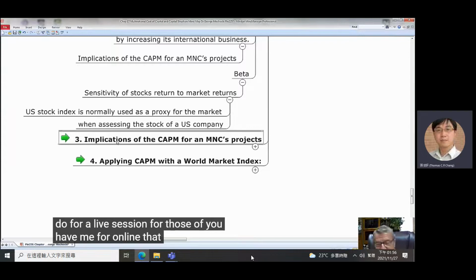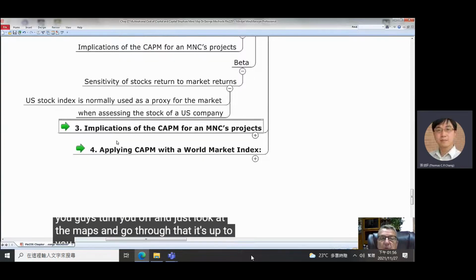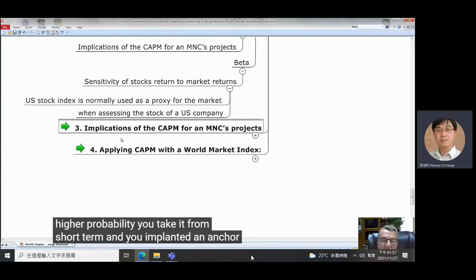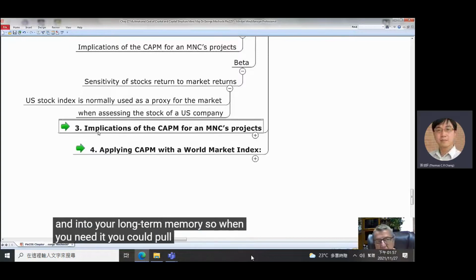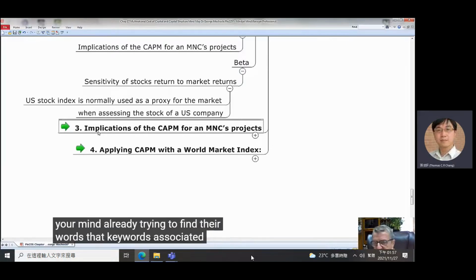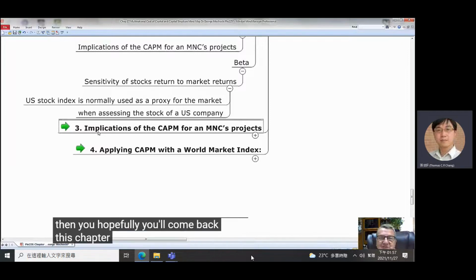For those of you who have me online, you at least have who is Dr. George, the book. Everything else is nice to have, the auditory and the face. You can always turn me off and just look at the maps and go through that. It's up to you. But the more senses you involve in the learning process, the higher the probability you take it from short term and implant it and anchor it into your long-term memory. So when you need it, you can pull it out. So the keywords, remember, you learn the keywords like you're searching on Google or something else. Once you pick up those keywords, your mind is already trying to find out what that keyword is associated with, and then hopefully you'll come back to this chapter and this concept map and go, oh, now I see it clearly.